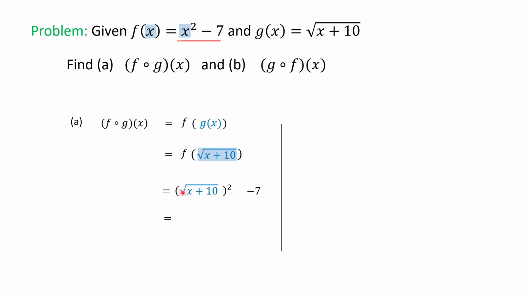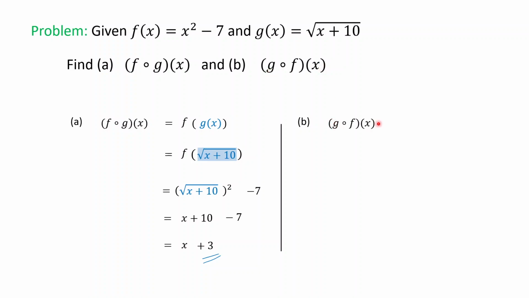This is equal to, this is a square root and you are taking a square. This square removes this square root. So you get x plus 10. Then negative 7. This is equal to x. Positive 10, negative 7 is positive 3. So this is the answer for this.